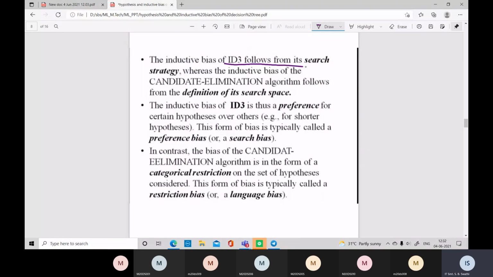Now ID3, the decision tree, uses a search strategy, that is the hill climbing strategy. In a search strategy, when you move from the root node to a leaf node, you always choose only one path. That is called search strategy. That means you are not covering all the nodes and all the instances when you are given new data. Whereas in the candidate elimination algorithm, we use search space. Search space means all instances are checked whenever a new instance is given.